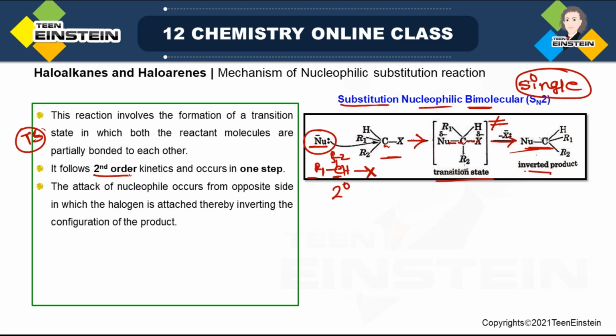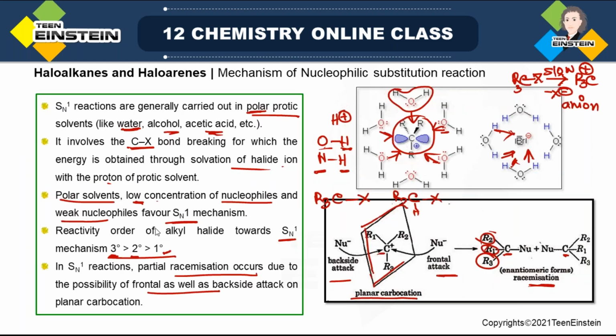And it follows second order kinetics, obviously. Single step, that is 1 step. The attack of nucleophile always occurs from the opposite side. In SN1, what you have seen, remember, it can attack from back side, it can attack from front side, because the structure of this carbocation is planar.